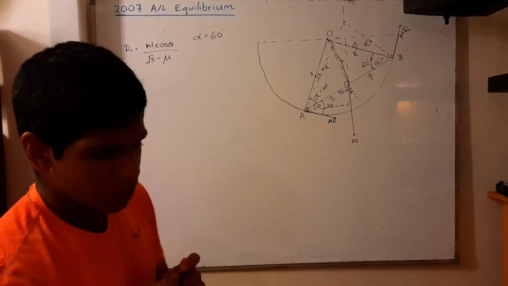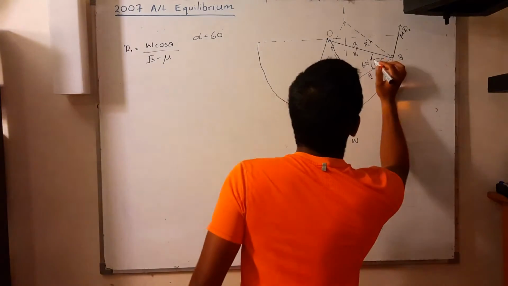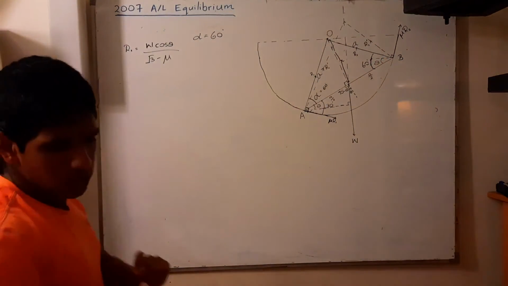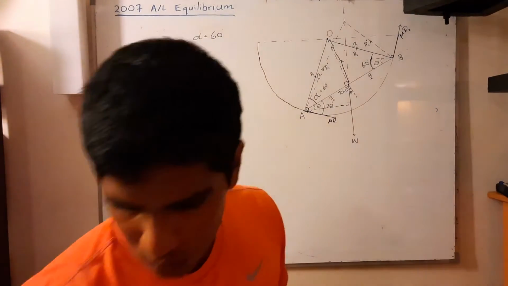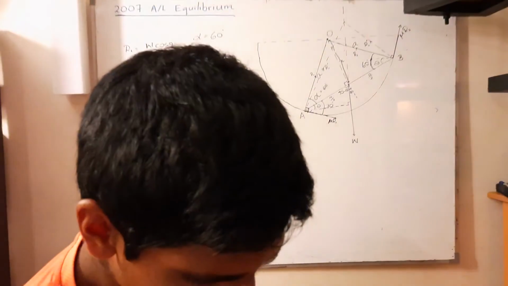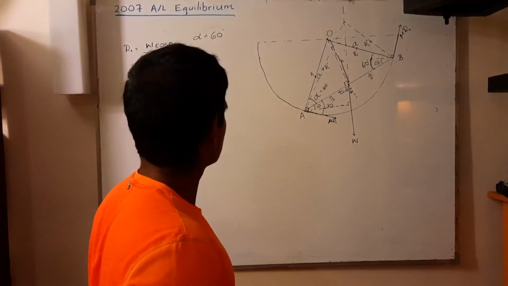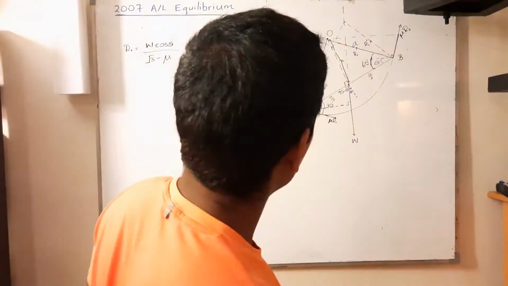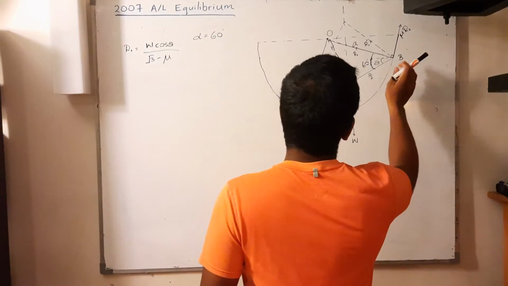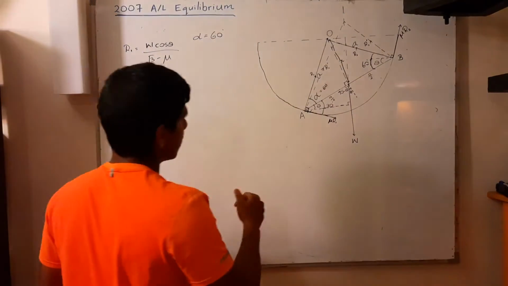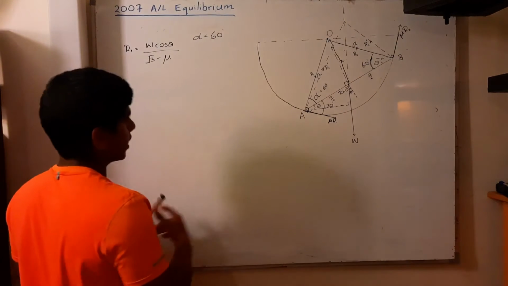Alright, so we can get straight into the question now. So first of all, we have to find R1. To find R1, I'm going to take a moment around B. Then the R2 values get cancelled out because they're not taken when you take the moment around B, because they're acting at B.